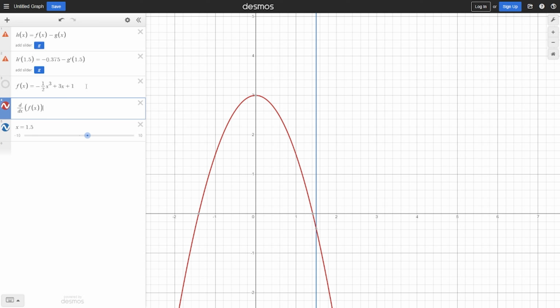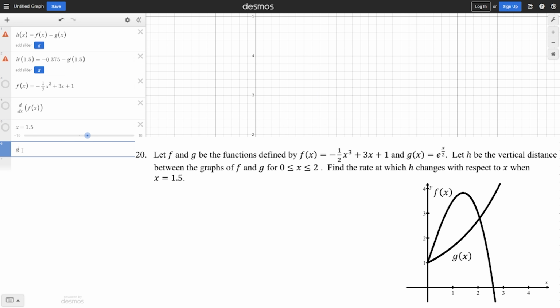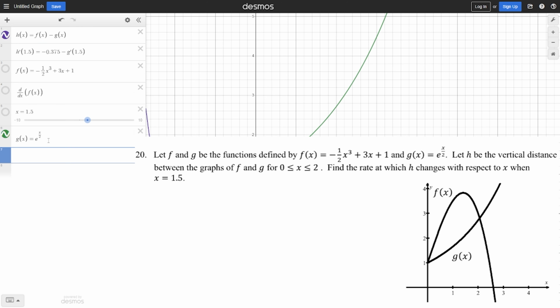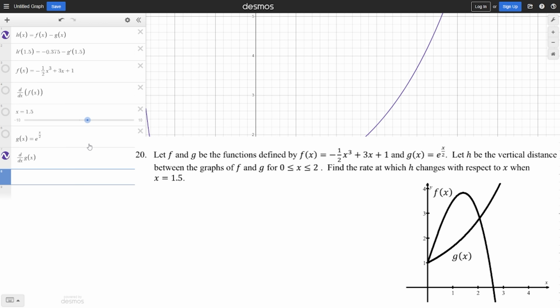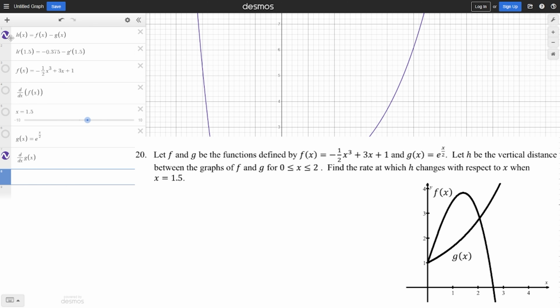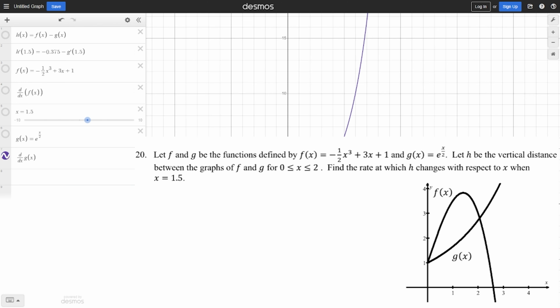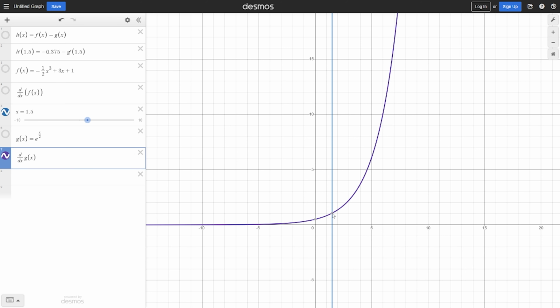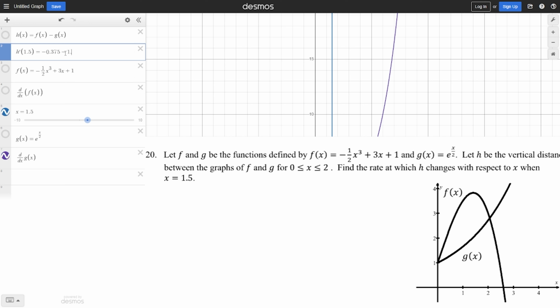And now I'm going to do the same thing for g of x. I'm going to hide these. G of x in our function is equal to e to the power of x over 2. And the derivative of g of x, I'm going to graph that. I'm going to hide the original g of x function. And I'm going to see where it intersects x equals 1.5. So I can see that it intersects right here at about 1.0585. So I'm going to put that 1.0585. So now if we just subtract these two, we get our final answer of negative 1.4335.